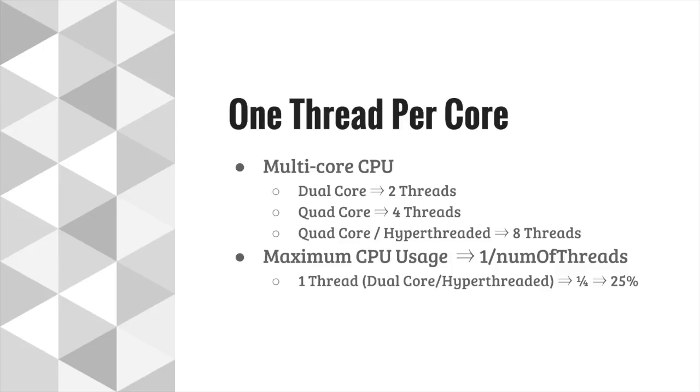In this case, we can run one thread per core. The maximum CPU usage of one thread is basically one over the number of possible threads that you can run. So in a dual-core system, one thread will take up 50% of the CPU because we can only run two threads at the same time. In a dual-core hyper-threaded system, which can run four threads at the same time, one thread will take up at most 25% of the CPU.